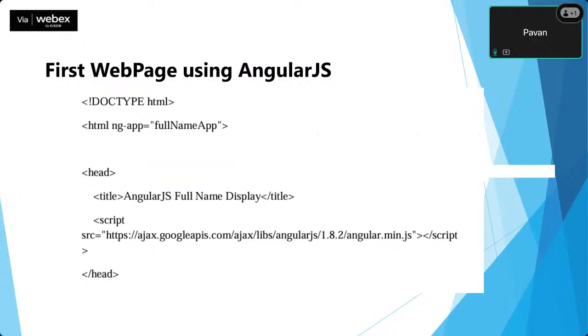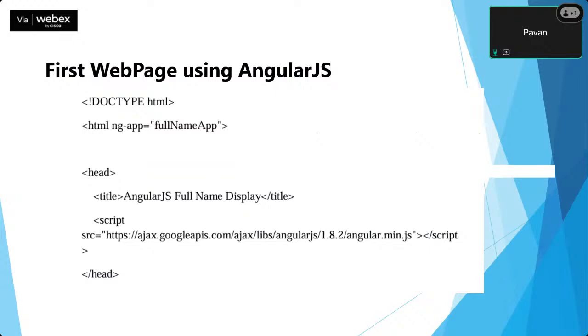And after that, to enable AngularJS, as I said before, we have to write the URL of the AngularJS framework inside the script tag, right? So that's what we are doing here. Inside the script tag, there is one src, and inside that src we are writing the URL so that we can enable AngularJS, and we close the script tag with /script, and finally the head tag will be closed.